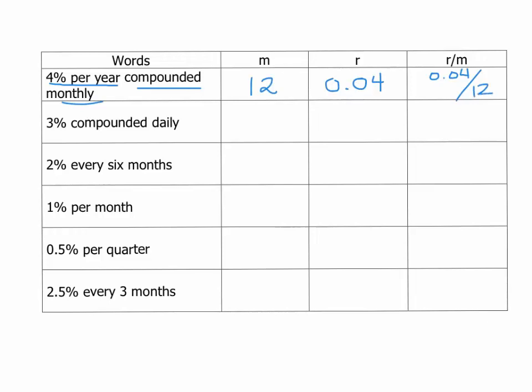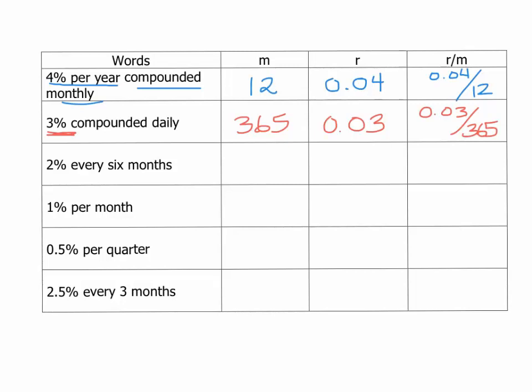In this next example, they say 3% compounded daily. Even though they don't say it's per year, it doesn't say it's not per year, and so we can assume that it is per year. So the 3% is the value of my R, and it's compounded daily, so we're going to have 365 days. Our R divided by M is going to be 0.03 divided by 365.